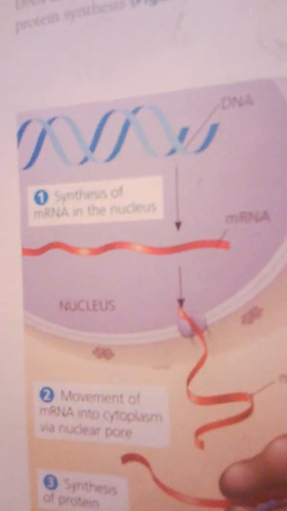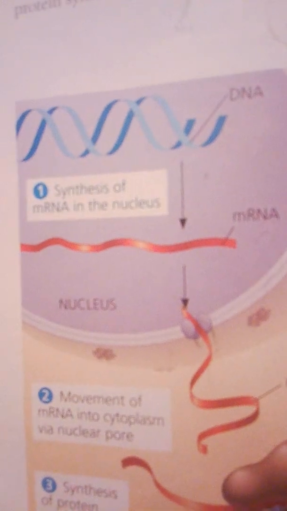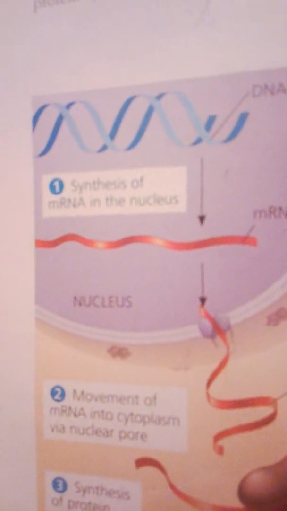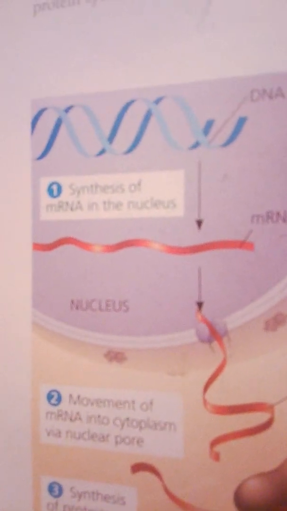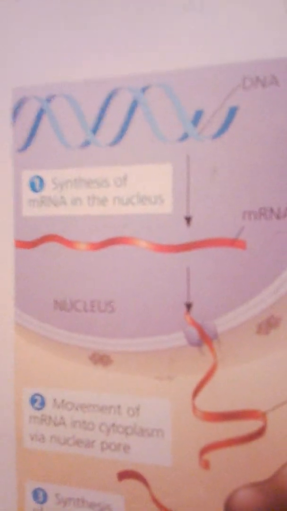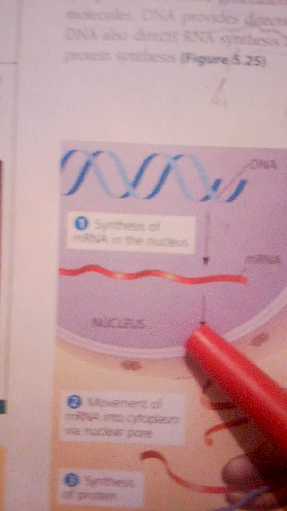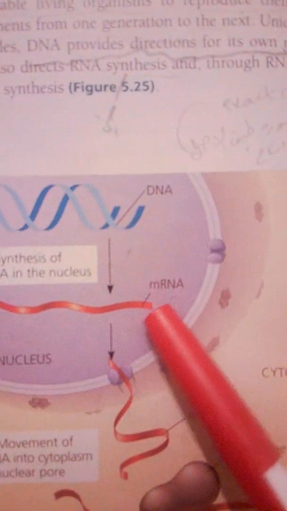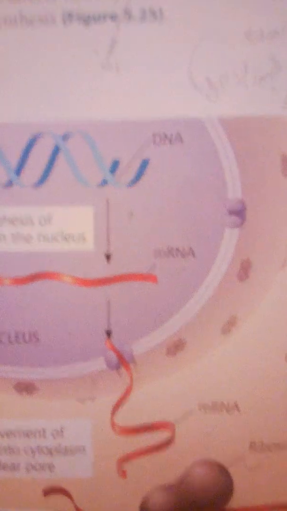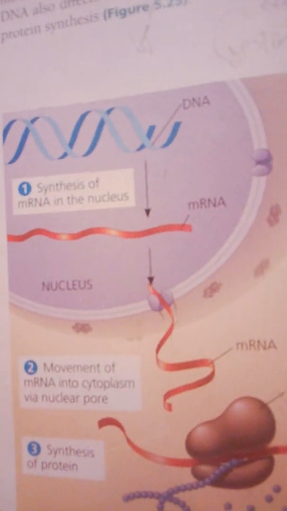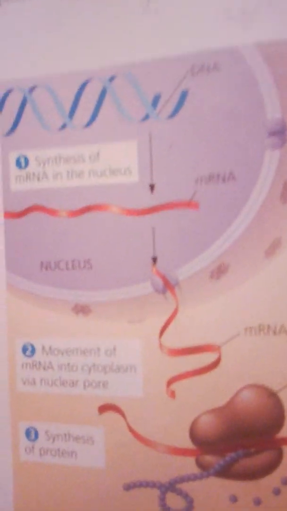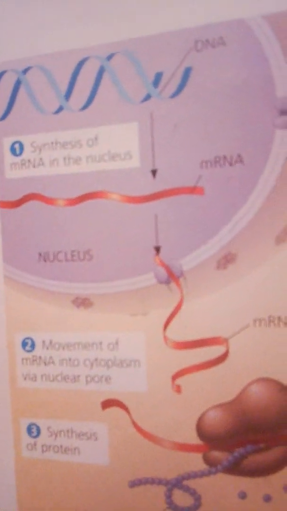How does RNA, the other type of nucleic acid, fit into the flow of genetic information from DNA to proteins? Each gene along the length of a DNA molecule directs the synthesis of a type of RNA called messenger RNA, mRNA, as it's written here. mRNA means messenger ribonucleic acid. The mRNA molecule then interacts with the cell's protein-synthesizing machinery to direct the production of a polypeptide.